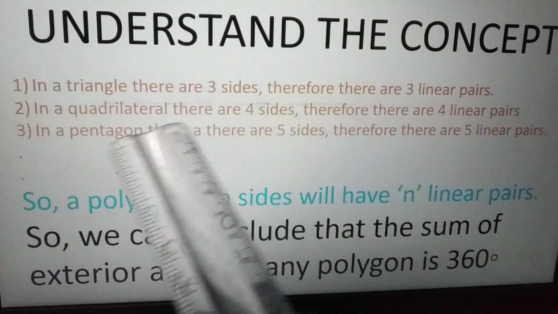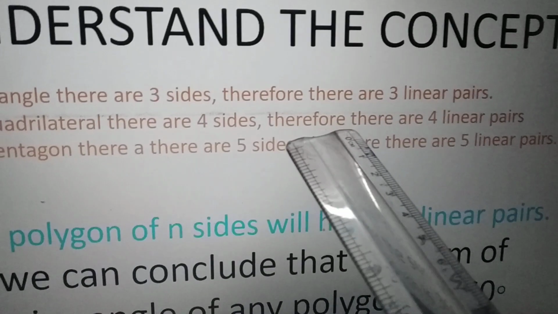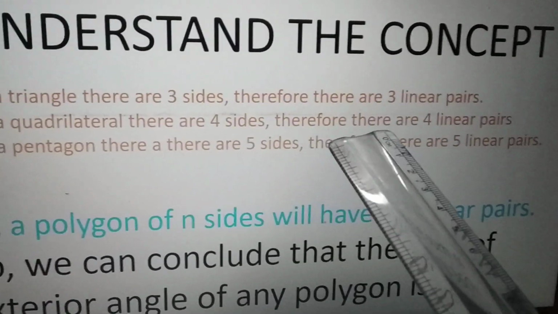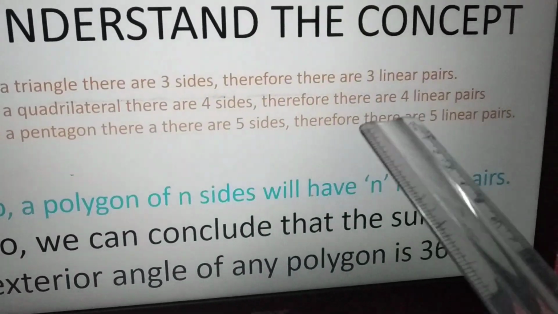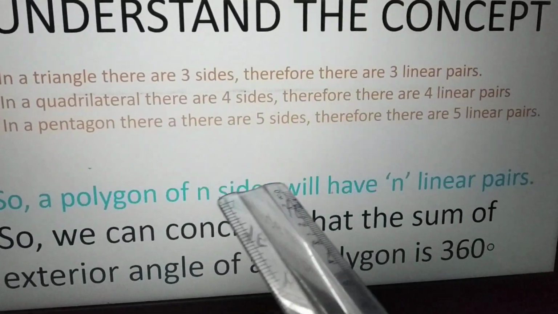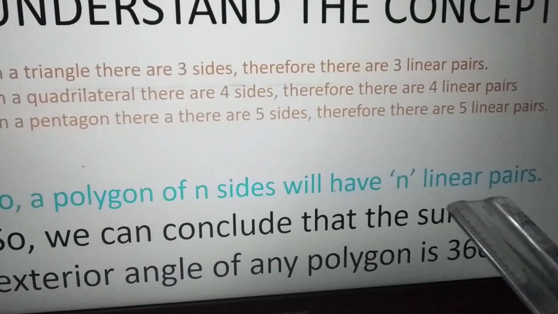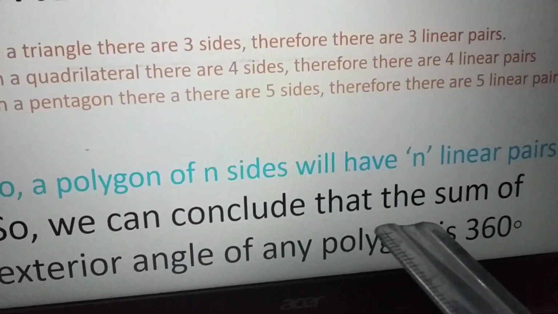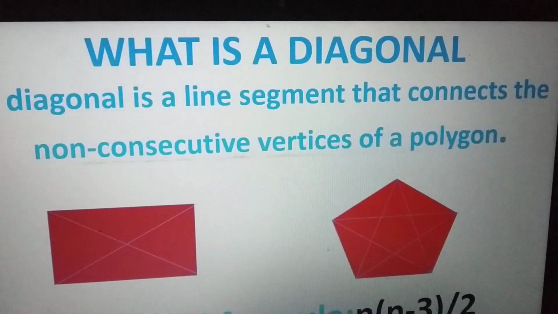Now we can generalize the concept over here. As I said earlier, in a triangle there are 3 sides, therefore there are 3 linear pairs. In a quadrilateral there are 4 sides, therefore there are 4 linear pairs. In a pentagon there are 5 sides, so there are 5 linear pairs. So a polygon of n sides will have n linear pairs. So we can conclude that the sum of exterior angles of any polygon is 360 degrees.